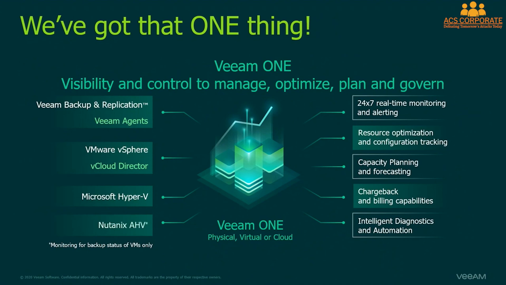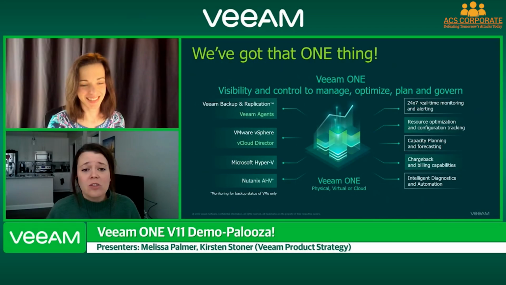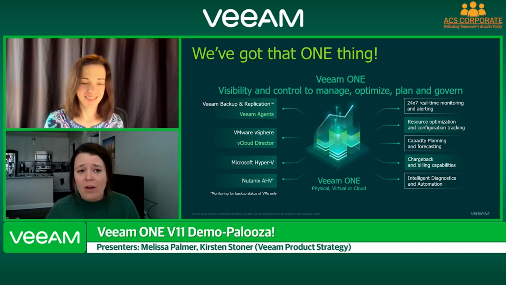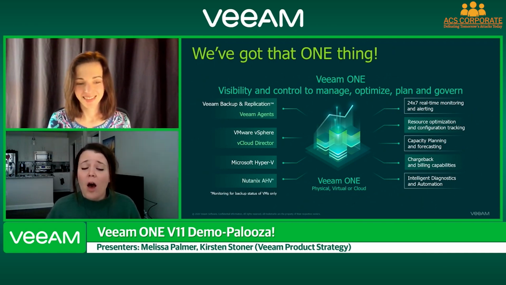Really it provides these 5 capabilities on the side: real-time monitoring and alerting, the ability to look at your resources and optimize them for better performance, preparing for the future with capacity planning, chargeback and billing capabilities for our service providers, and also intelligent diagnostics and automation. That one's always last on the list, but it's probably one of the more important and cooler features that Veeam One has. We're going to show you some of this today during our demos, but this is a great slide for an overview of Veeam One, especially if you haven't heard about it before or you're not sure what it offers.